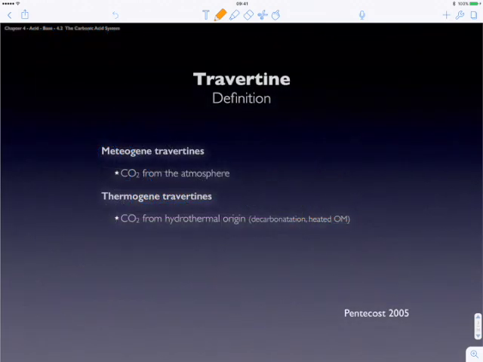So there are two main kinds of travertine. One is the meteogene, the one I just explained before, because the CO2 is coming from the atmosphere. What we call the thermogene travertine, the CO2 is coming from hydrothermal origin through the decarbonatation or heated decomposition of organic matter. So the source of the CO2 is important, but the mechanism is the same. When this CO2 is reaching the atmosphere, you will have degassing of your CO2.